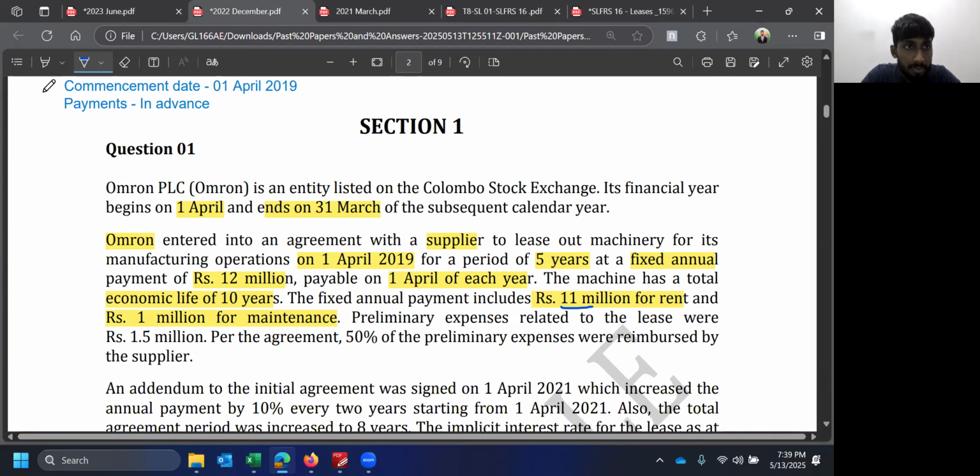Okay? Then here, preliminary expenses related to the lease were 1.5 million per the agreement. 50% of the preliminary expenses were reimbursed by the supplier. So preliminary expenses, these are identified as initial direct cost. If you can remember, in the cost of the right of use asset, we are recognizing the initial lease liability plus initial direct cost. So this is the initial direct cost, and we can capitalize only the part that the lessee bears.